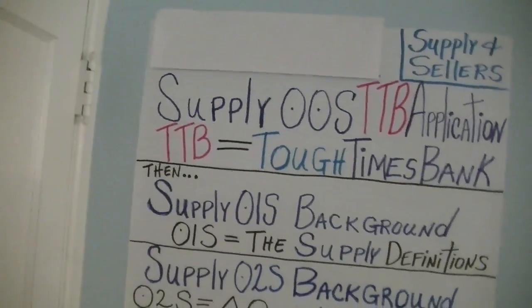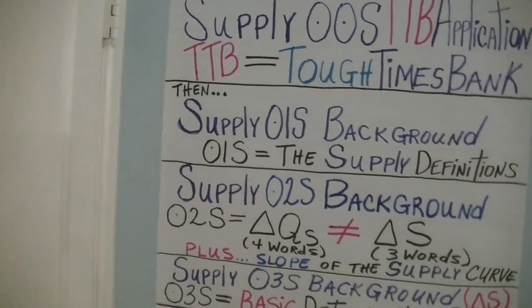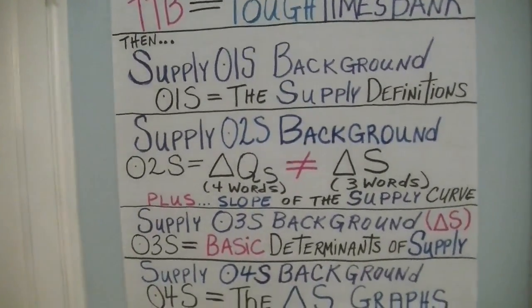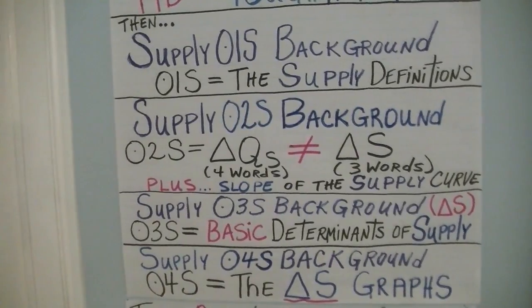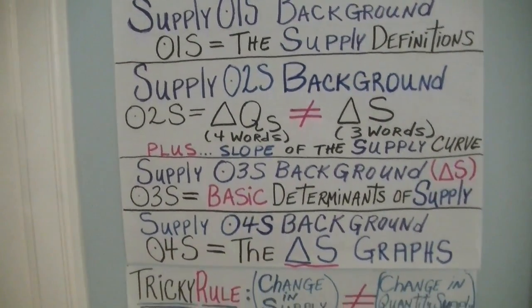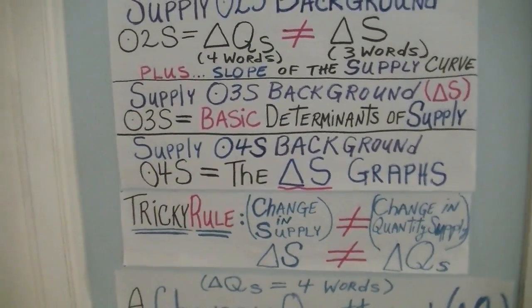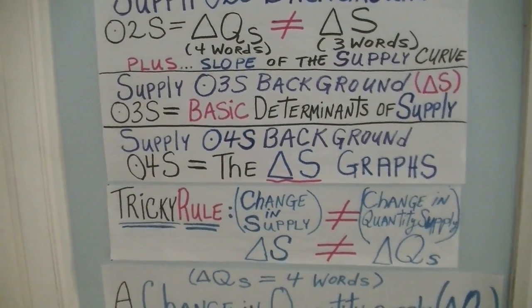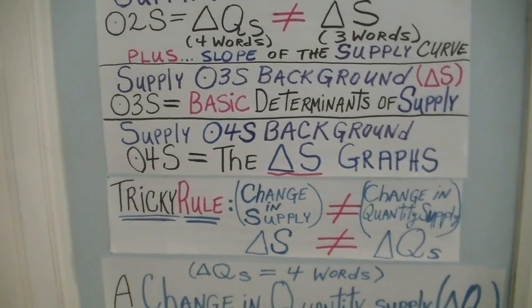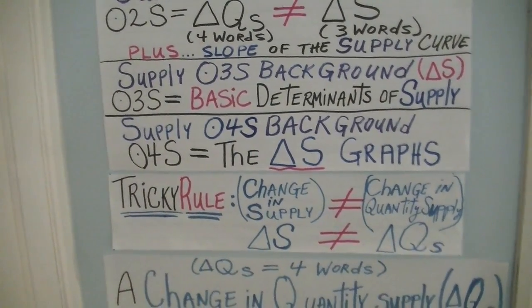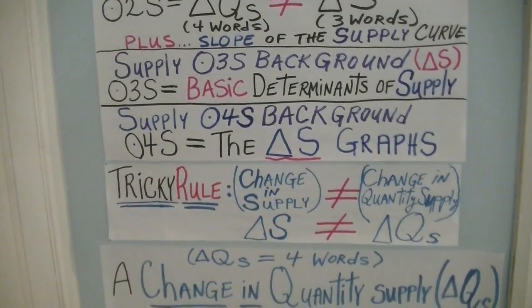Now, we went over the Tough Times Bank one, that was 00S. The 1S was the supply definitions. Jake's gonna kill me, I'm messing this up totally. And then we just did some quick background stuff on the change in quantity supply, especially in slope. Then what's coming up next is if we change in 3S a basic determinant of supply, that causes a change in supply, the 3-word phrase, and that's graphically illustrated by a shift of the entire supply curve. So we show that on the graphs in 4S.